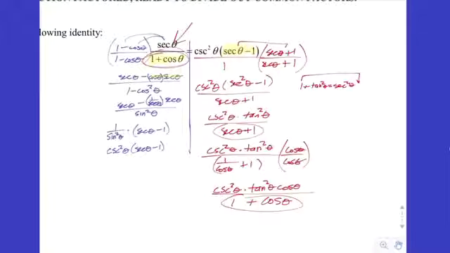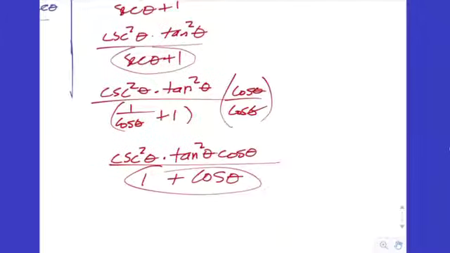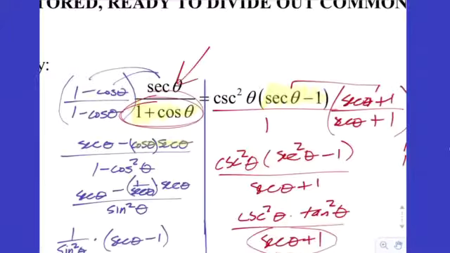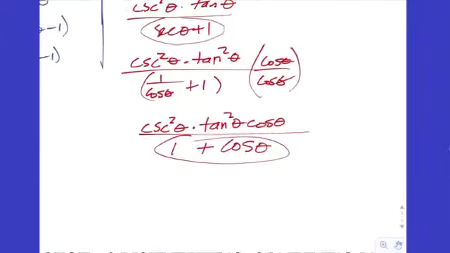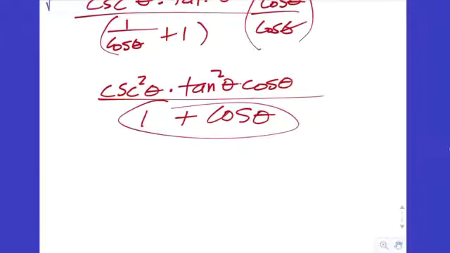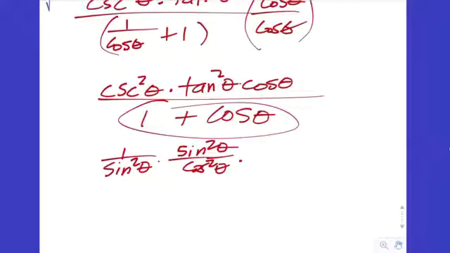And that's all. The only thing that's left to show is that cosecant squared times tangent squared times cosine is equal to secant. How do you think we're going to do that? Put everything in terms of sine and cosine. So let's just kind of keep hanging on here. That's 1 over sine squared times sine squared over cosine squared times cosine of theta all over 1 and all over our denominator.